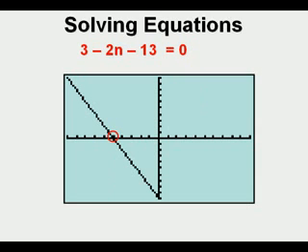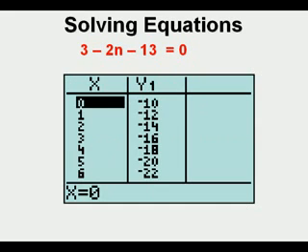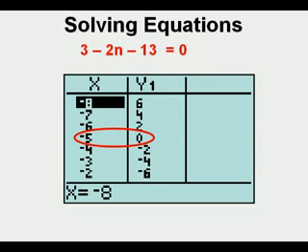If we count from the right, it looks like the answer for x, or in this case n, equals negative 5. Let's look at the table view by pressing second, then graph on the calculator, and we can scroll up to where we see y1 equals 0, and that proves that our answer is negative 5. So negative 5 associated with 0.